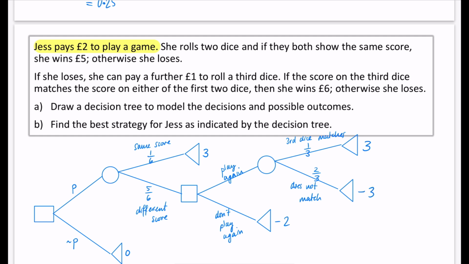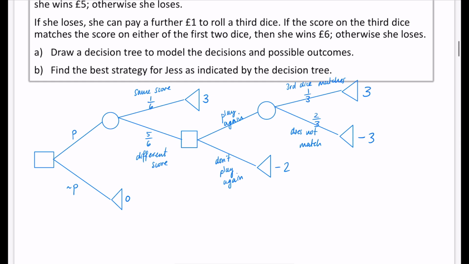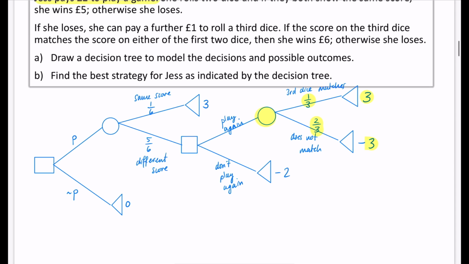So now what we're going to do is add our EMVs to the chance nodes that we've got here. Those EMVs are always calculated by doing this one multiplied by this, and this one multiplied by this, to get that value. So that is going to be 3 times a third minus 3 times 2/3. Obviously we add them, but because that one's a negative, that is 3/3 minus 6/3. That is a -1 that we've got here.